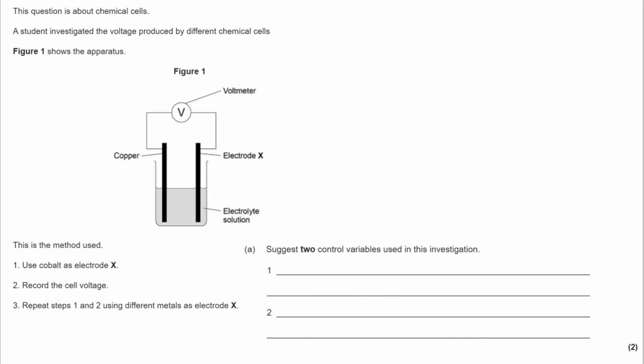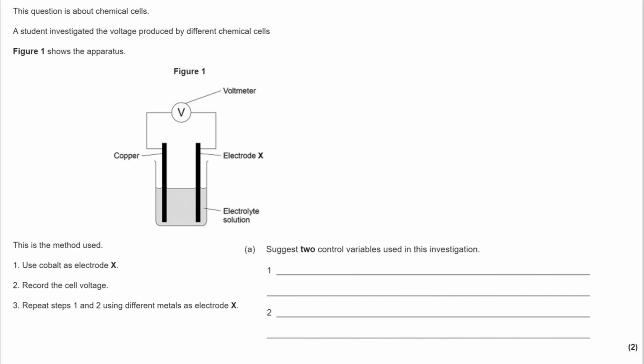We have got here a question about chemical cells. A student investigated the voltage produced by different chemical cells. We have the apparatus set up. Initially, we use cobalt as electrode X, record the voltage on the voltmeter, and then repeat step 1 and 2 using different metals as electrode X. Suggest 2 control variables in this investigation.